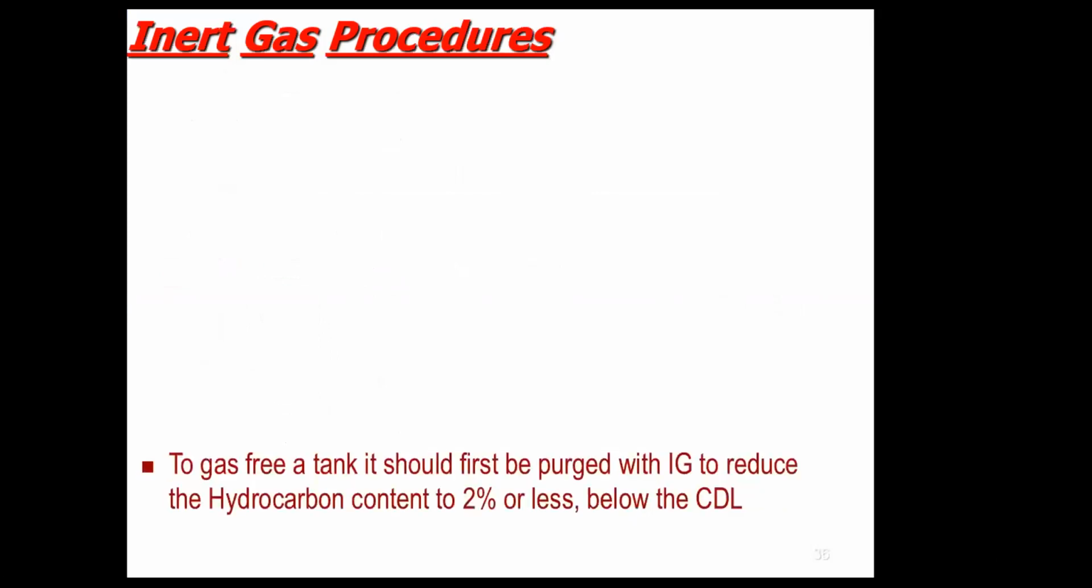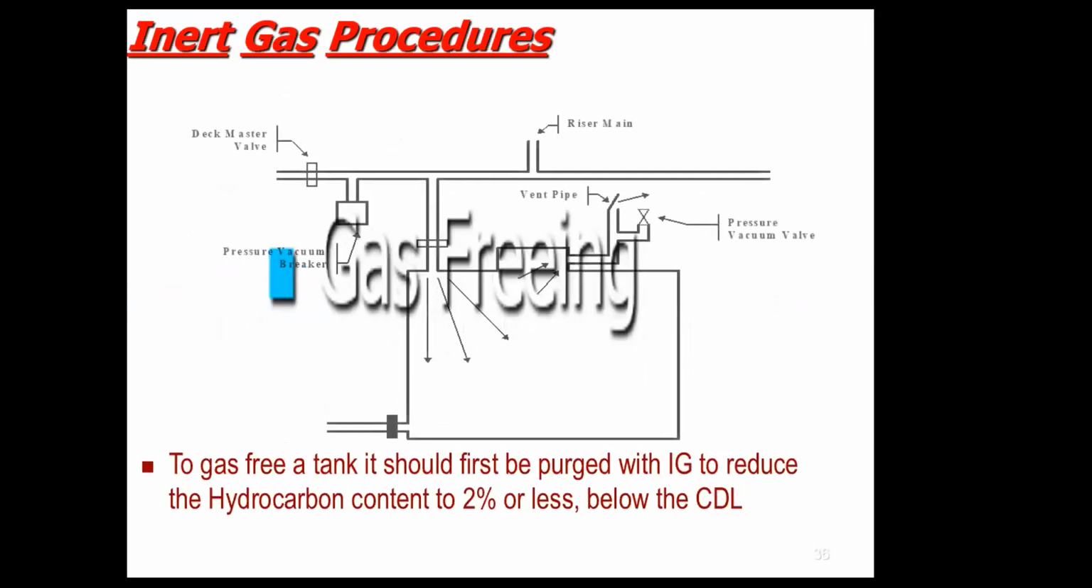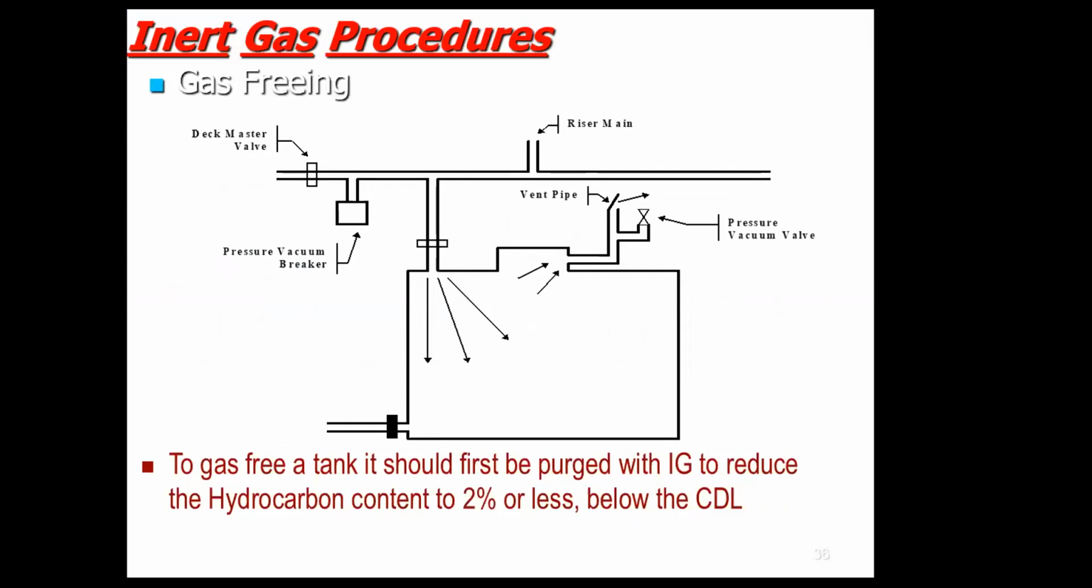It is very, very important. So one of the very, very important things for you to know is, to gas-free a tank, first, what do you need to do? Because this question quite at times comes out during orals. First of all, you need to purge the line with IG. What's the importance of purging the line? You purge the line to reduce the hydrocarbon content below 2%. So once you reduce it, I'm going to show you, it's going to go below the critical dilution line, because the moment you don't reduce this hydrocarbon and you start introducing fresh air, what leads is explosion.